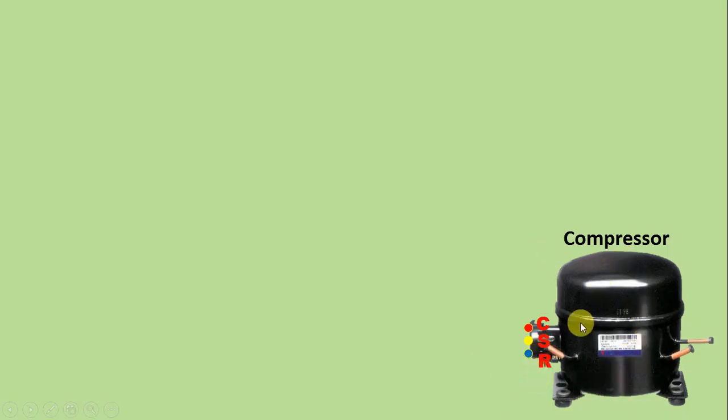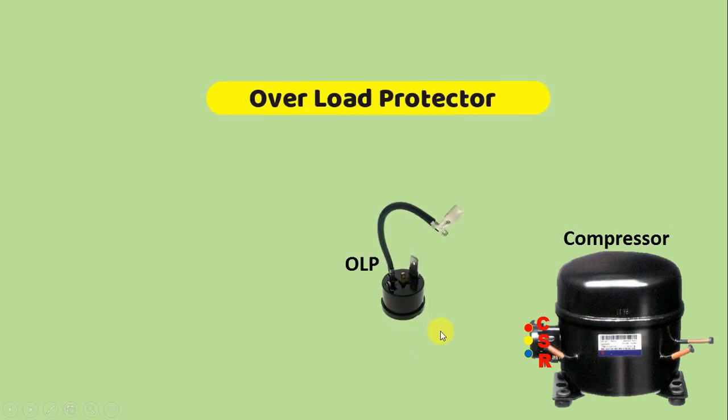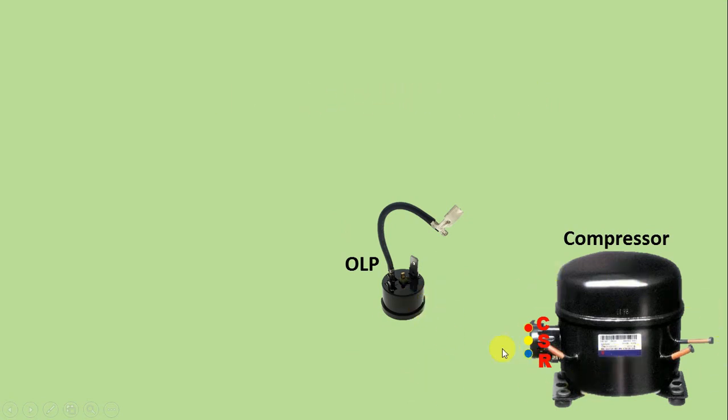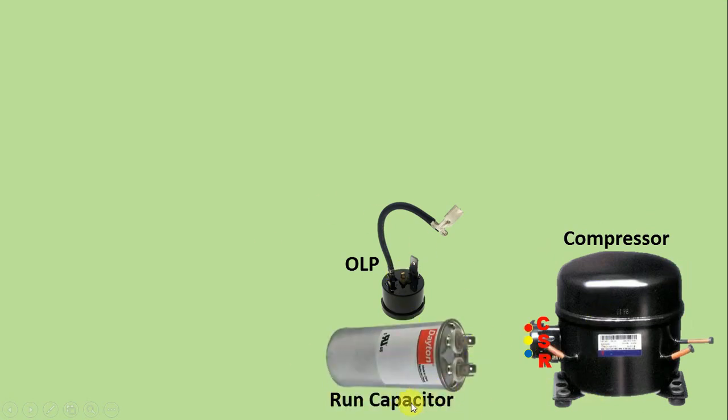Now for protection of this compressor, one OLP is connected. The full form of OLP is overload protector. Its work is, if somehow high current starts flowing through this compressor, then in this condition it stops the flow of current. That is, it will break the circuit. After this, to run this compressor, one capacitor is also required. Here we will use a run capacitor.